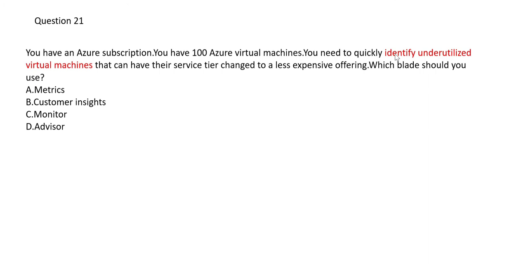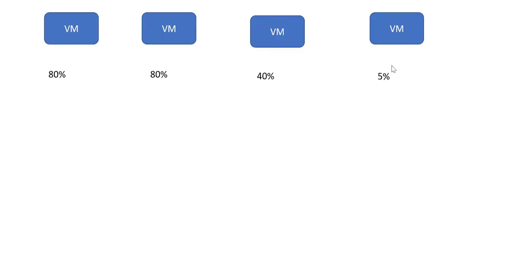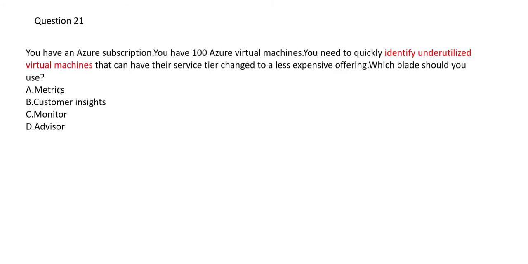So this is what our question says: identify the underutilized virtual machines. And why do you want to do it? Because you want to save your cost. So if you know for a consistent amount of period these virtual machines are not utilized fully, especially the fourth one, then it makes sense to get rid of it and save your cost. So the question is asking which blade should we use out of these 4 options.